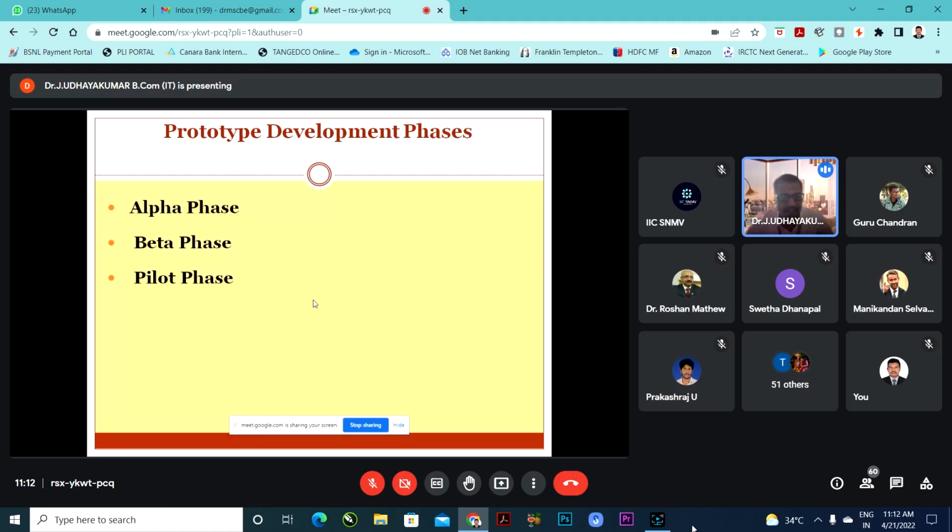Next is the development phases. The first phase is the alpha phase. This alpha phase is a phase of prototype management, where we develop the prototype to answer two questions. We are in this phase. We have the two main questions. That is one, how will the part look and feel.